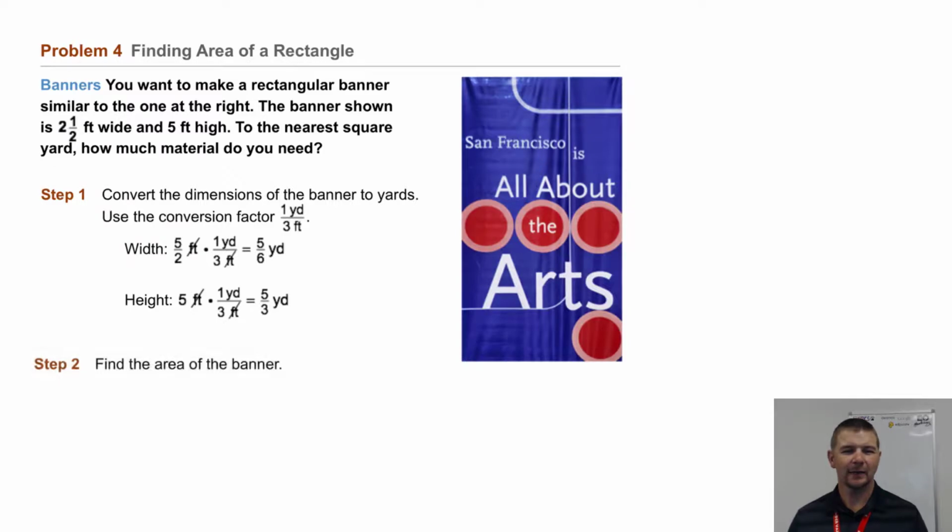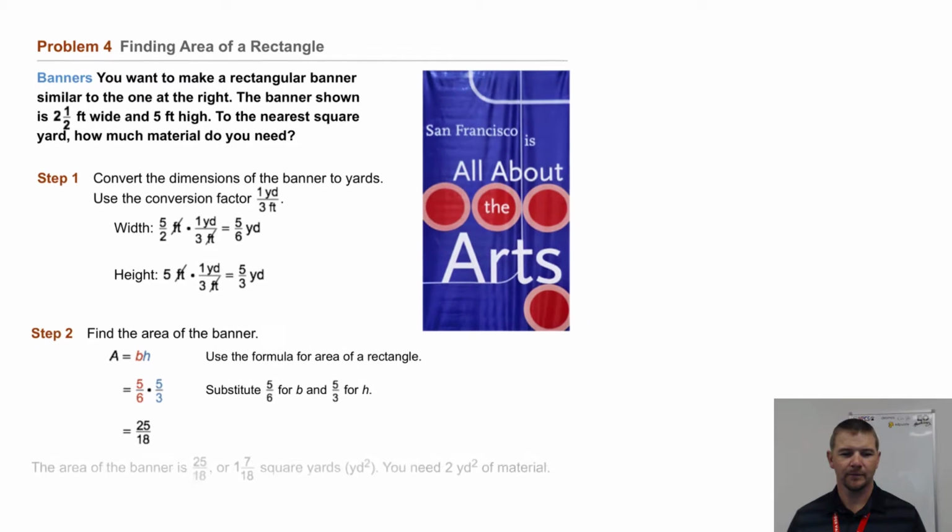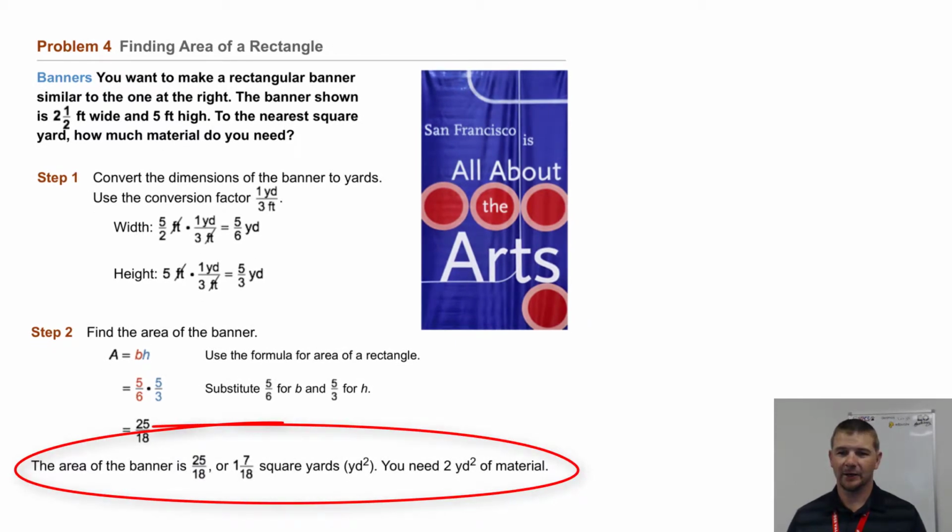Step 2. Now knowing the height and width in yards, we can find the area of the banner in square yards. Area of a rectangle, recall, is base times height. So we multiply 5/6 times 5/3, that's 25/18. So we can state the area of the banner is 25/18, or possibly more practically, 1 7/18 square yards. Recall that we were prompted to round to the nearest square yard, which seems reasonable when buying material, and we need 2 square yards of material.